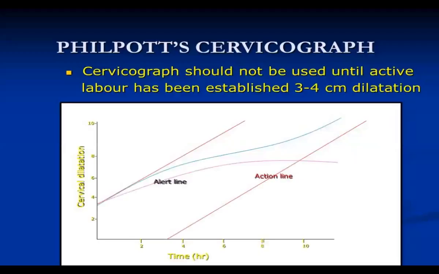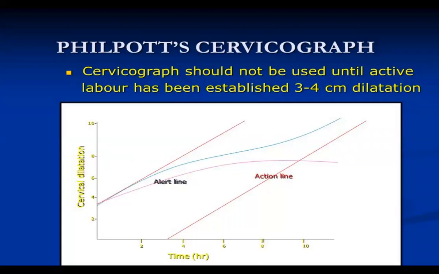And for this, we use a graph that is called the cervical dilatation graph. This cervical graph should not be used until active labor has been established, that is 3 to 4 centimeters dilatation. So when we see 3 to 4 centimeters dilatation, then we can use this cervical graph, that is Philpott's cervical graph.